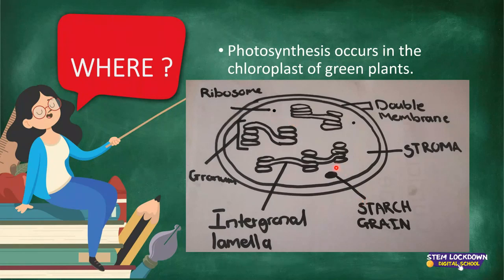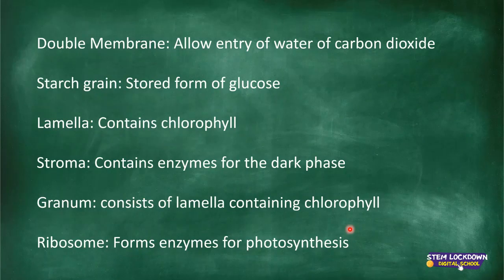And then starch granules are present to temporarily store the starch that is produced. Mark that word, temporarily store the starch that is produced, or the sugar that is produced, which is glucose. Okay, so you guys can write that down. These are the functions of the labels on our organelle.